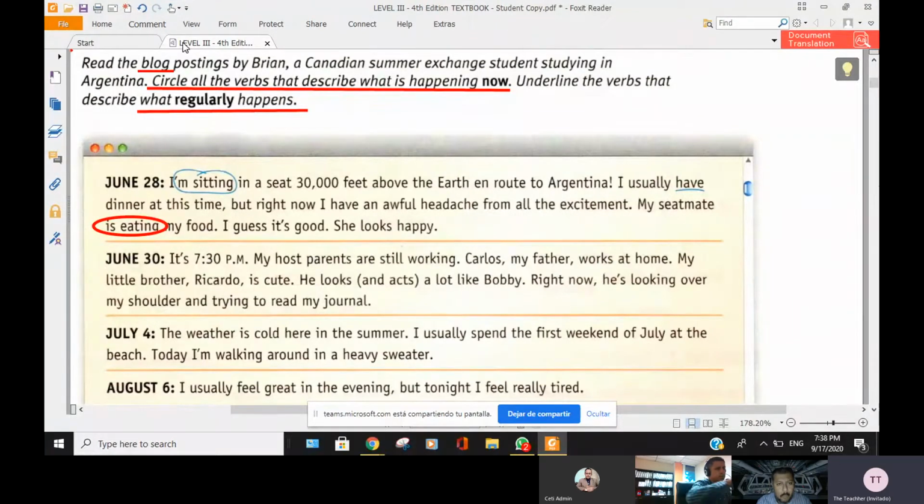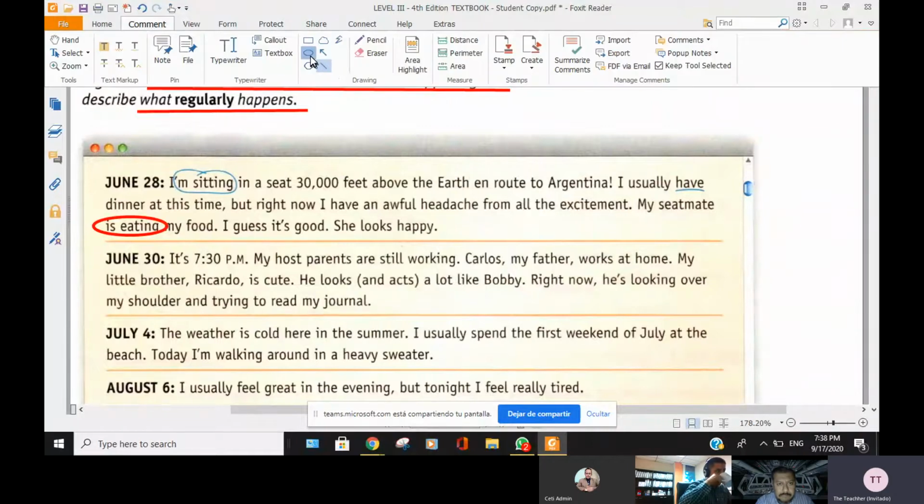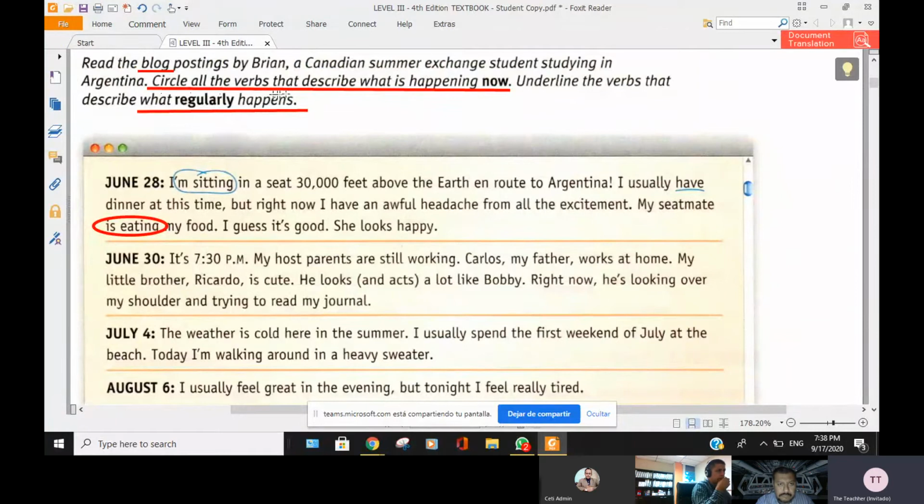Okay, now what here? I'm describing what is happening right now. Now check this out. It says right here, circle all the verbs that describe what is happening right now. Okay, technically right now he has a headache. It says, but right now I have a headache. Okay, my seatmate is eating my food. Technically both of them are happening right now, but one of them is not in the progressive. One of them is in the simple present, and the other one is in the progressive. Do you know why?